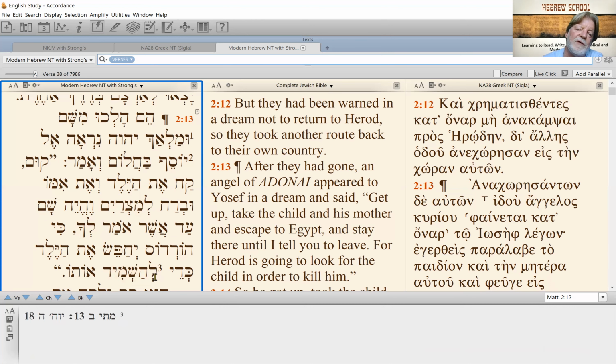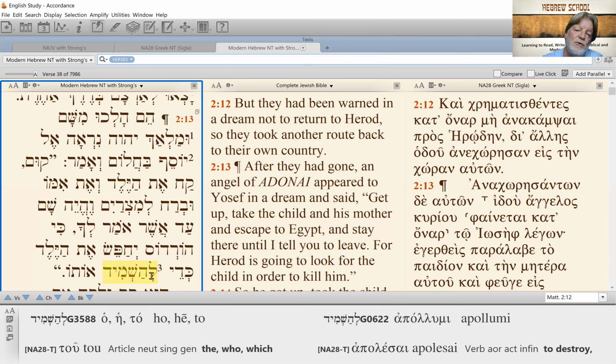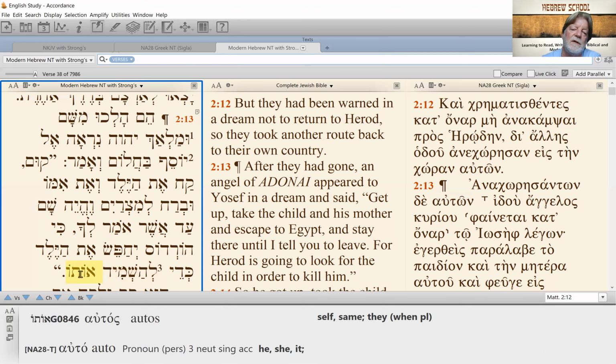So here we have a lamed prefix meaning to, which would be in order to, not necessarily direction, but intention. Chashmid is a special kind of form of the verb shamad. It's called hifil, and it means causal. So it would be to cause, so that he can cause the destruction, oto, of him. And the him would be Yeshua. So Herod's going to search him out and destroy.